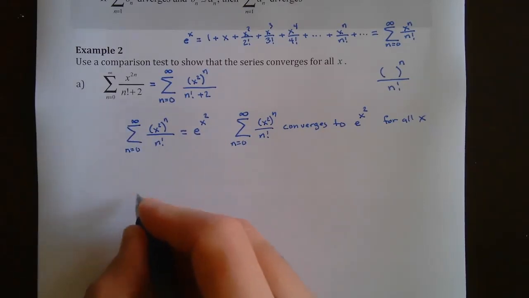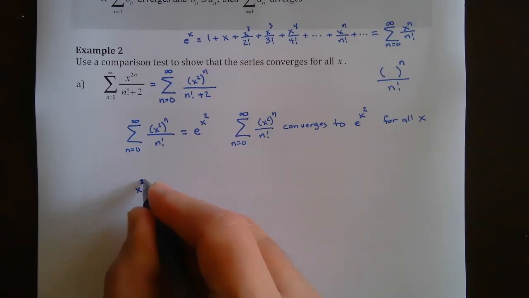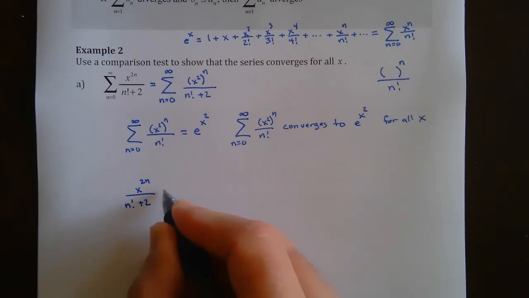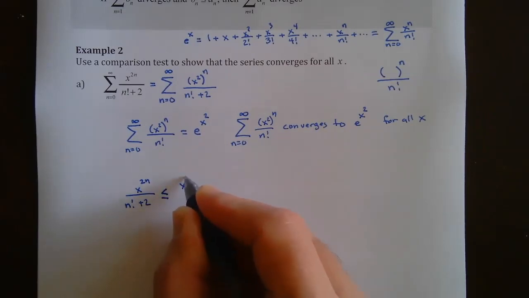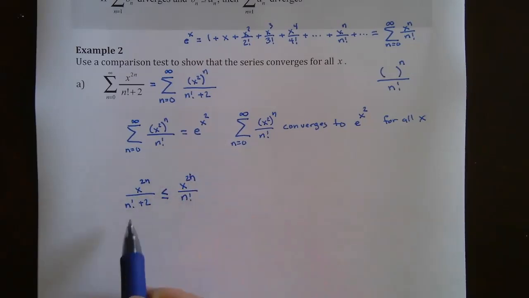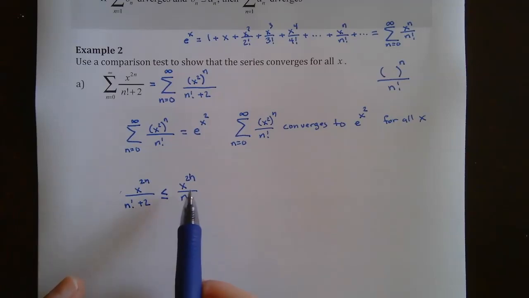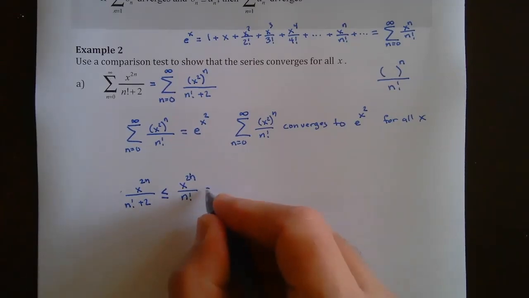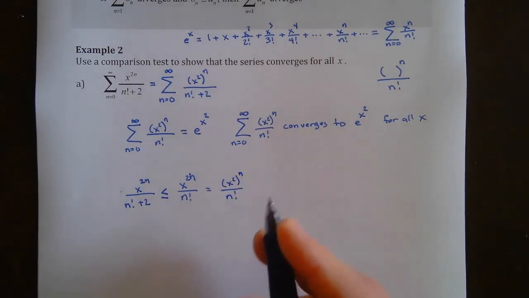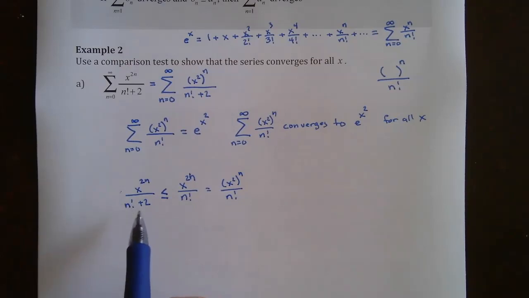So that would mean that x to the 2n over n factorial plus 2 is less than or equal to x to the 2n power over n factorial. Because if you compare denominators, this denominator is going to be bigger, which makes the overall value smaller, right? And so we know this one's smaller, and we know this one is converging, because this one is equal to x squared to the n over n factorial. Therefore, we know this one must converge for all x.